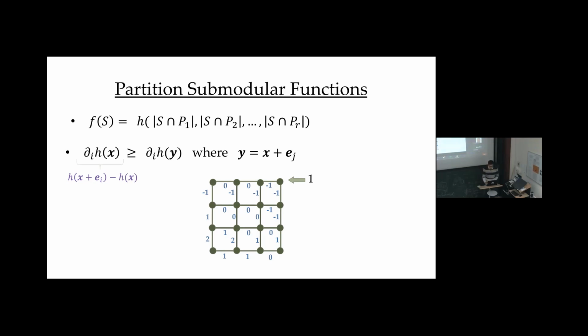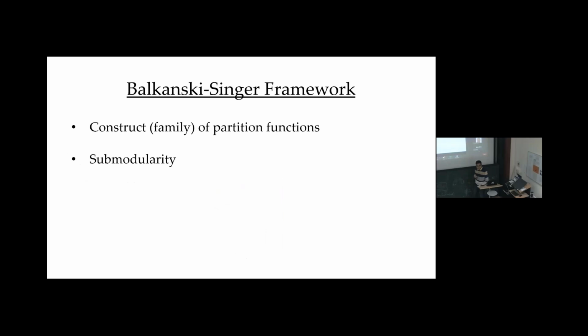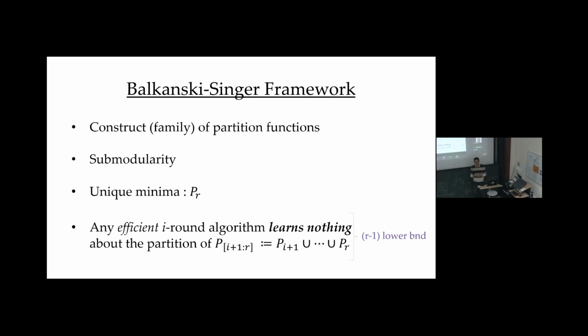Okay, so let me now say what the Balkanski-Singer framework is. They construct a family of these partition functions which satisfies three properties. One, they need to be submodular, so the marginals need to satisfy this decreasing property. And second, there's only one minimum of the submodular function, which is the last part, P_R. That is what one has to find. And their lower bound framework is this: any efficient R-round algorithm will probably learn the first i parts, but then is completely confused about the rest.